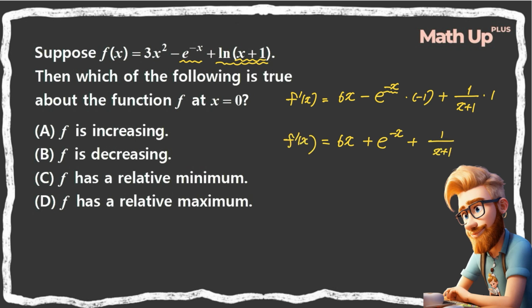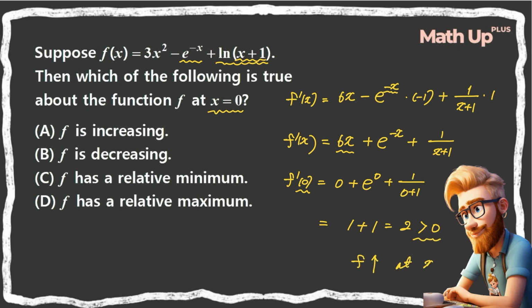Now, if we substitute 0 for x, then f prime of 0 is equal to 6 times 0, that's 0, plus e to the 0, plus 1 over 0 plus 1. So that's 0 plus 1 plus 1 over 1, which is positive, right? So when x is equal to 0, f prime is positive. That means f is increasing when x is equal to 0. Therefore, the answer must be A.